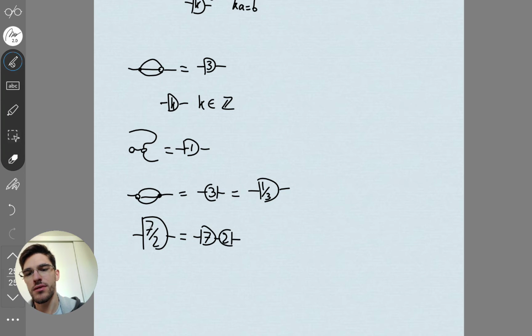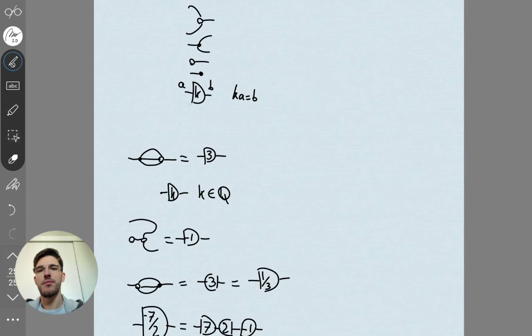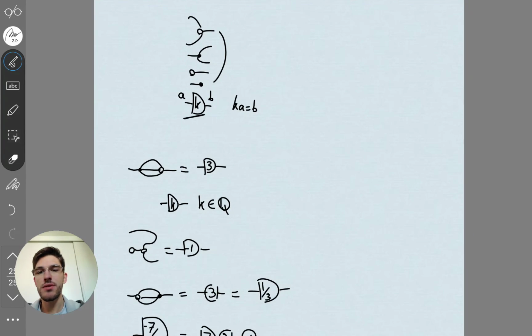And even if I want -7/2, then I can just add -1 here, which we know how to draw as well. So I can do all rational numbers from just these four. And that's super neat. And that means we don't really need that one.